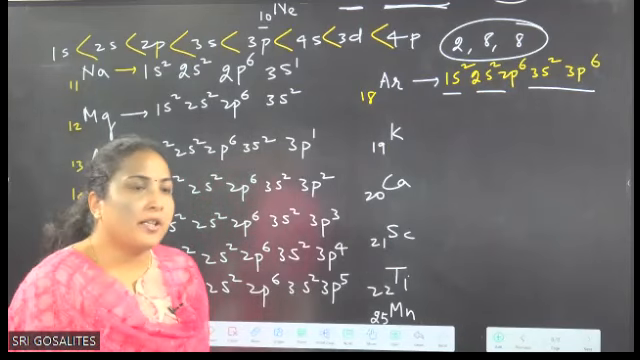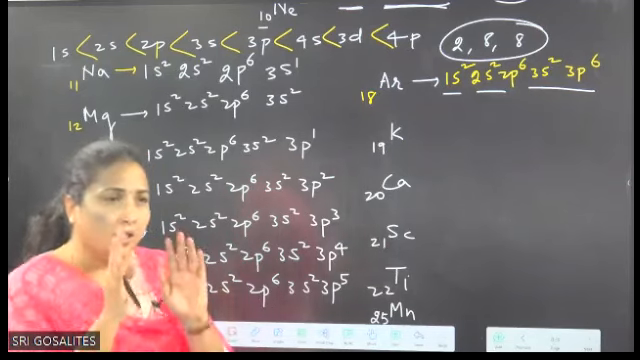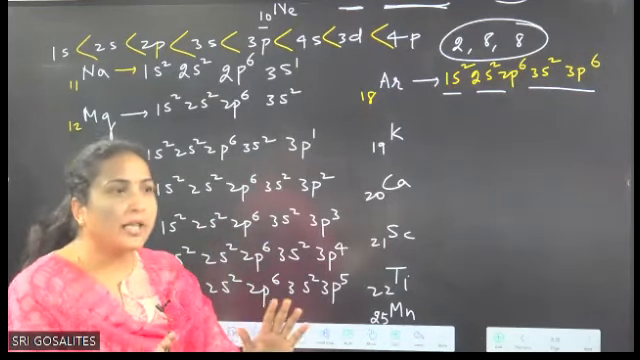Yes, you can never write 4s3, beta, because s has a capacity of only 2 electrons. Are you able to relate to that?